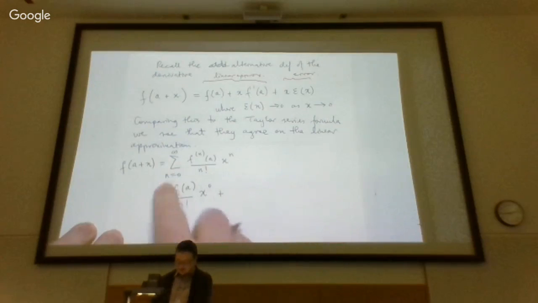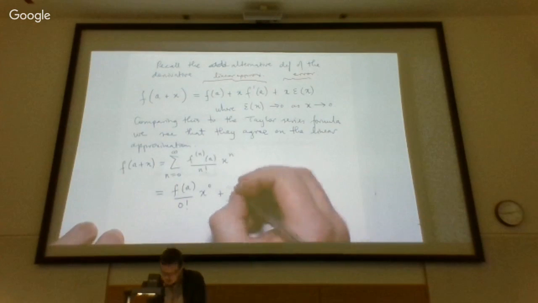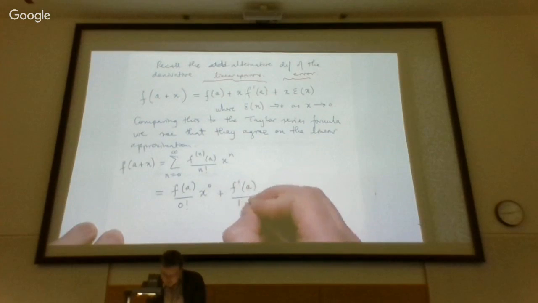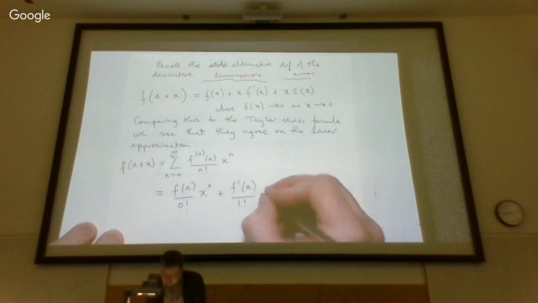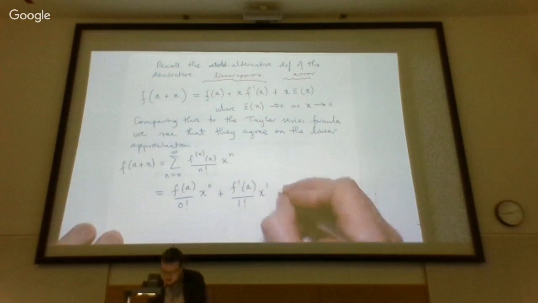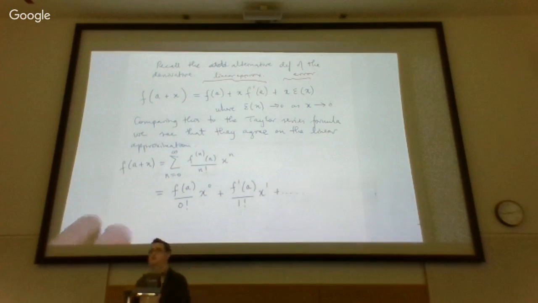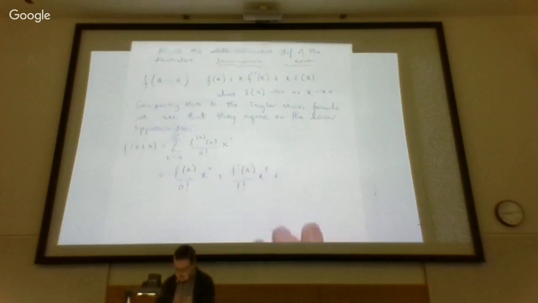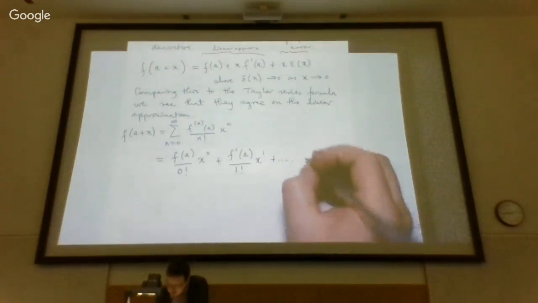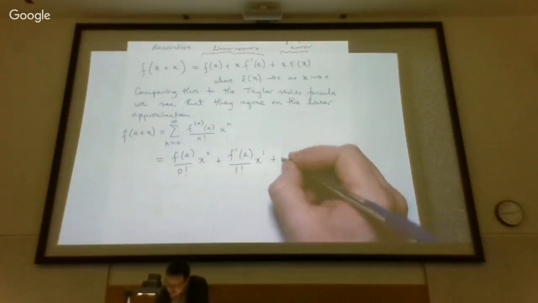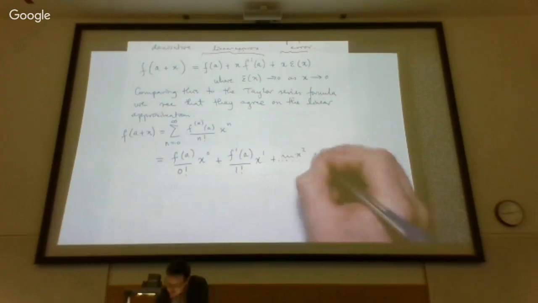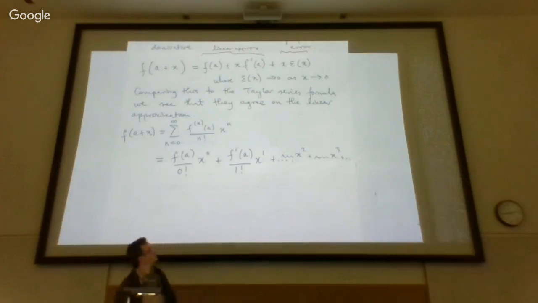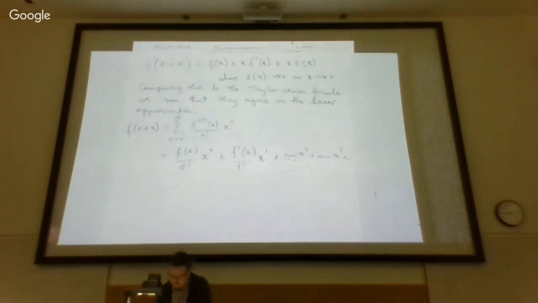That's the first term. When n is equal to 1, you get the second term, so that's the derivative of f evaluated at A, divided by 1 factorial, times x to the power 1. And then there's the rest of it. And the rest of it is, of course, something times x squared plus something times x cubed and so on. I won't worry about those for the moment.